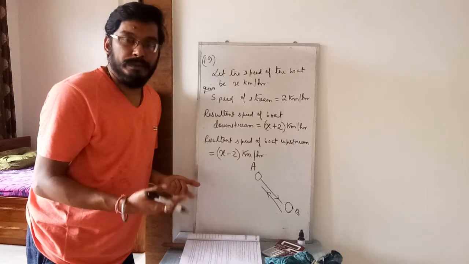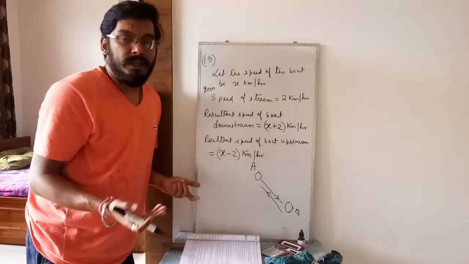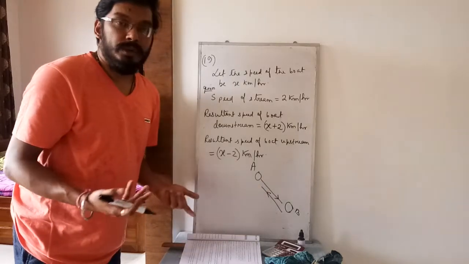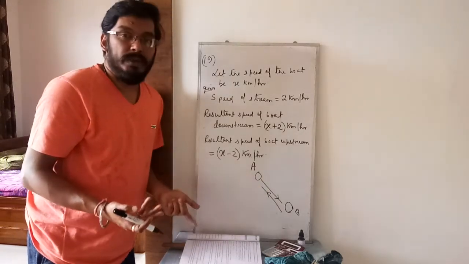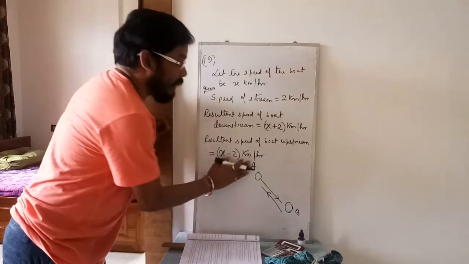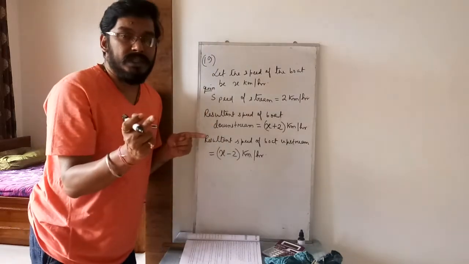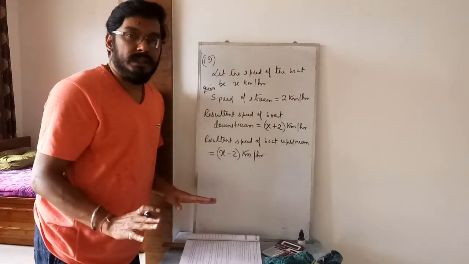Just the speed of the boat will change and the time will also change, because time depends on speed. If the speed is more, the time will be less. If the speed is less, the time will be more. Downstream speed was more, so time is less. Upstream speed was less, so time is more. What is constant here? The distance is constant, because A to B, whatever the distance, from B to A it is the same.